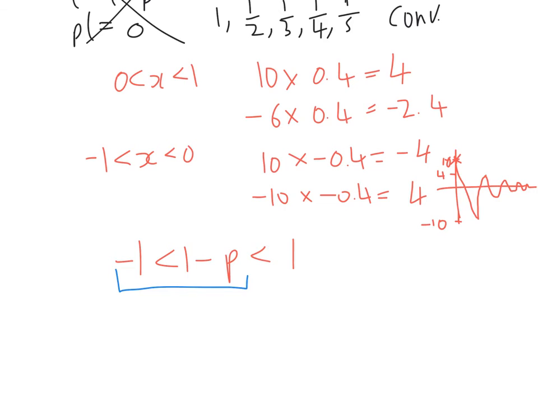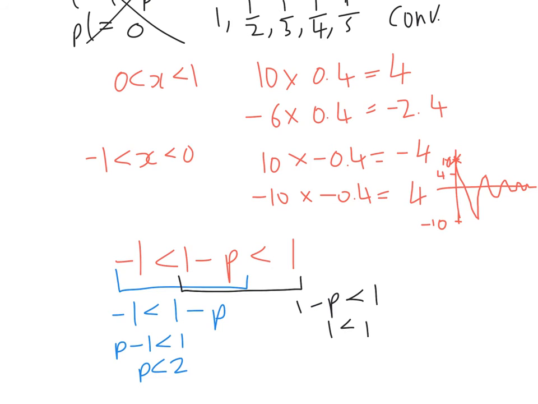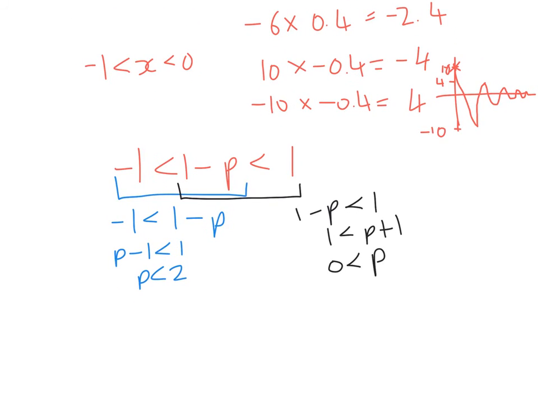To solve that double inequality, we take it in two sections. So either minus 1 is less than 1 minus P, in which case P minus 1 is less than 1 and P is less than 2. Or we take the second part of the inequality. The other possibility is that 1 minus P is less than 1. So 1 is less than P plus 1 and P is less than 0. So then we bring that together and we can say that P must be bigger than 0 but less than 2.